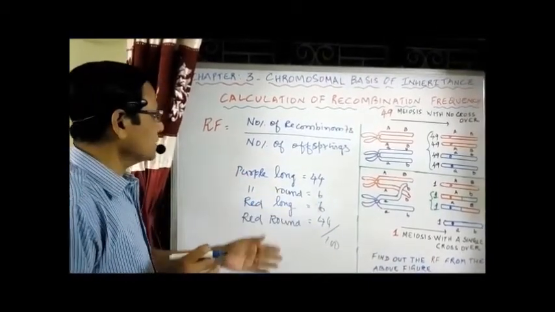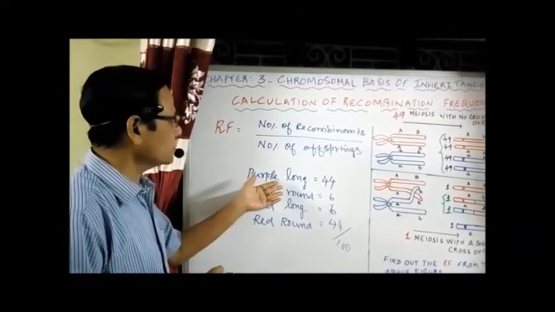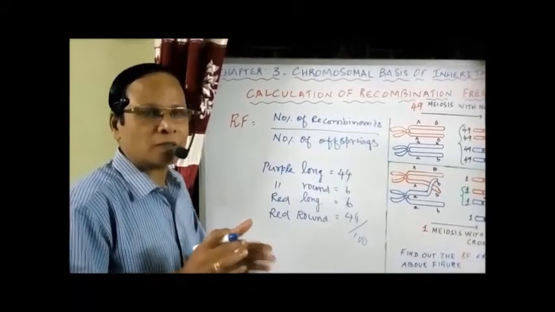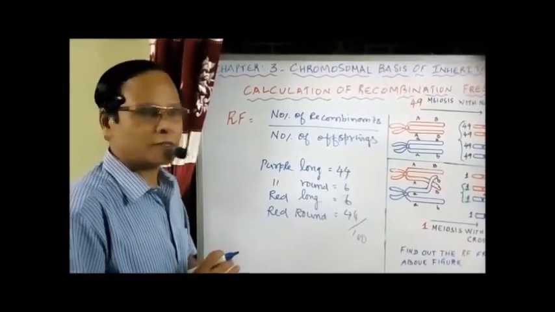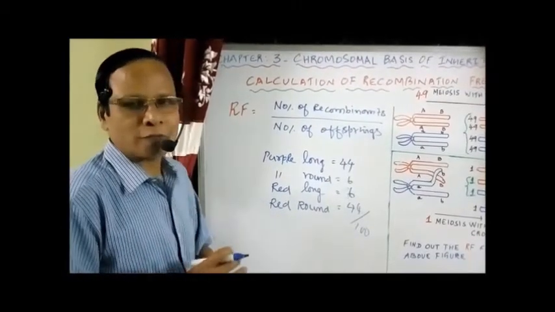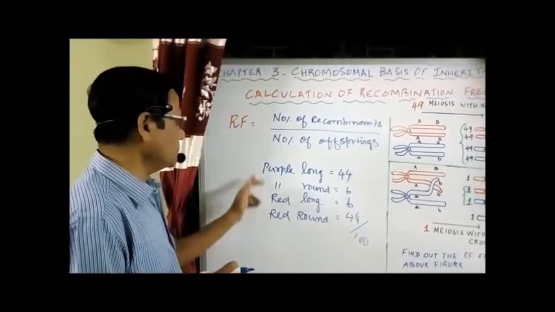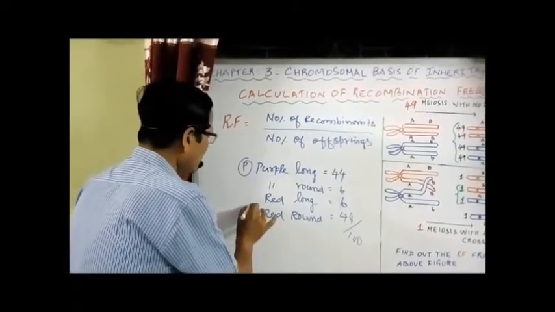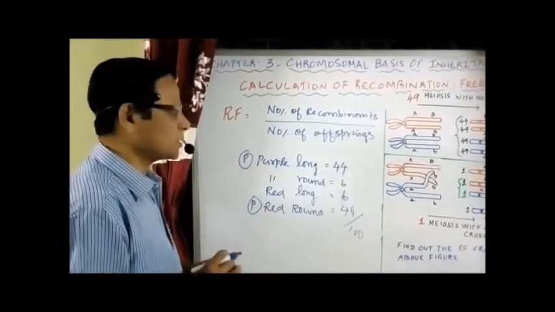Now out of these 100, the data I would like to take to discuss recombination frequency is the coupling configuration, as studied in the case of sweet pea, Lathyrus odoratus, proposed by Bateson and Punnett. So these are the two parental combinations. We started with a cross of purple long and red round.